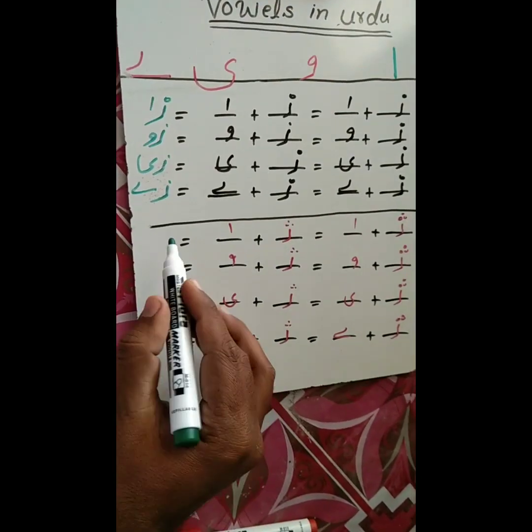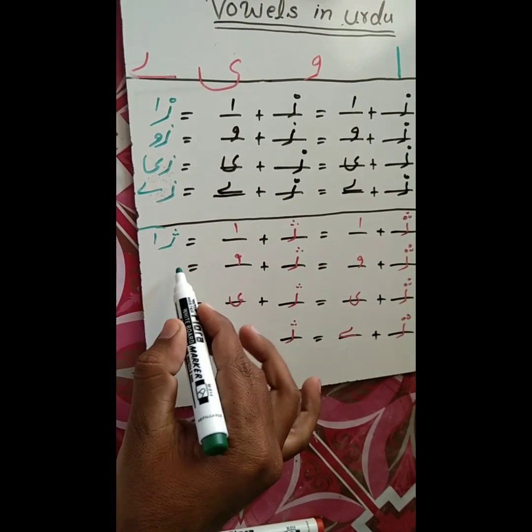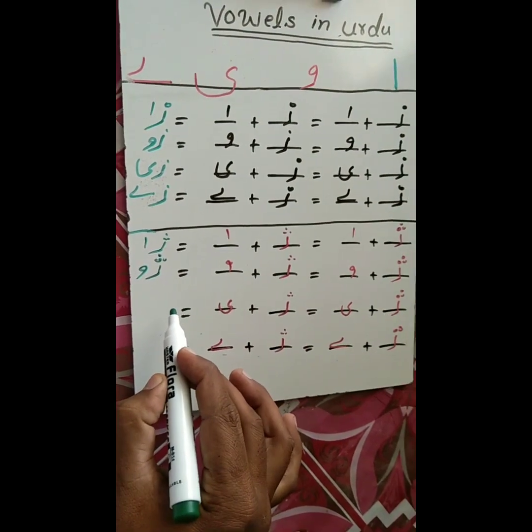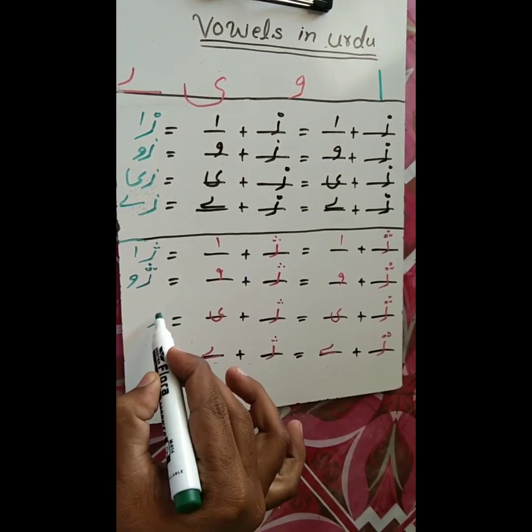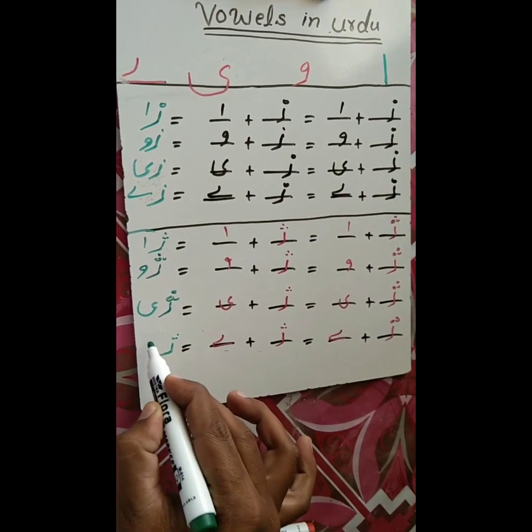And next word is yuan. When we combine with alif we get yuan alif ya. With wa yuan wa yo. With choti a we get yuan choti a ji. With badi a we get yuan badi a ji.